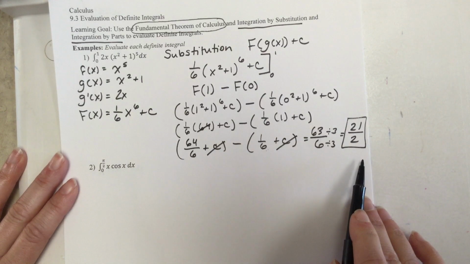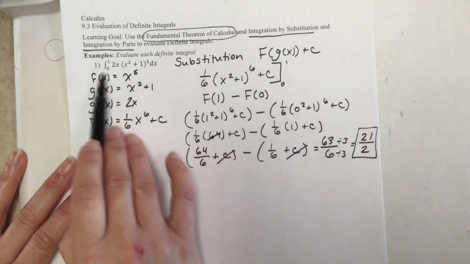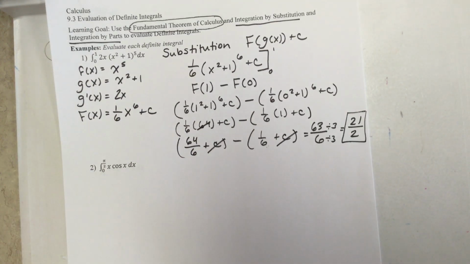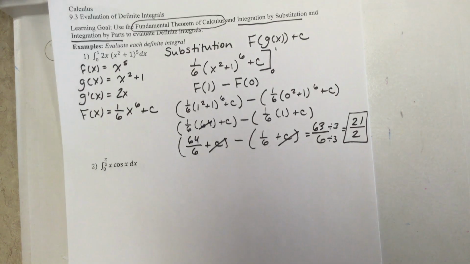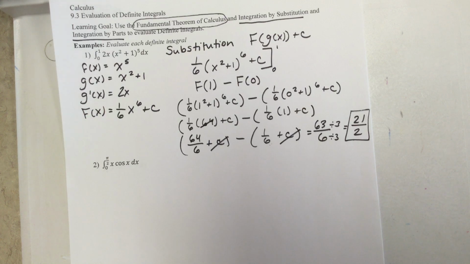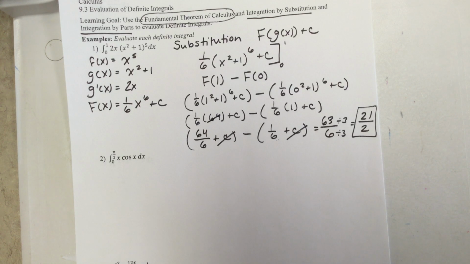So that tells us that the area of this curve in between 0 and 1, if you were to actually graph it and shade it and count up the little squares, you'd have 21 over 2, which is 10.5. Kind of cool. So it's just kind of putting everything together for the end of the year.